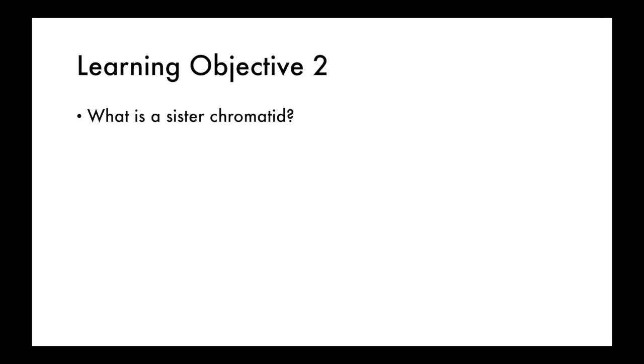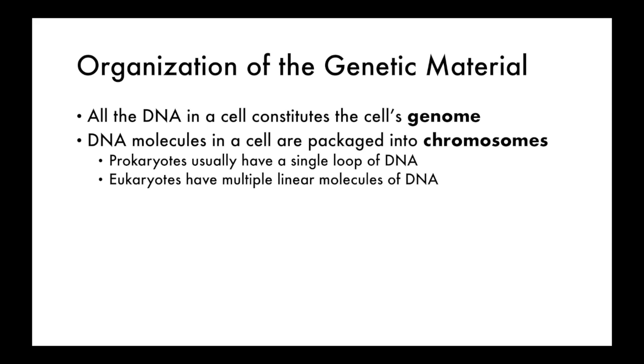So, second learning objective, let's talk about sister chromatids. In order to get there, you have to define a few other things. The genetic material, the DNA, all of the DNA in a cell we call its genome, or some folks say genome with the accent on the other syllable. The DNA molecules are packaged into structures called chromosomes. Chromo means color, and some means body, so colored bodies.